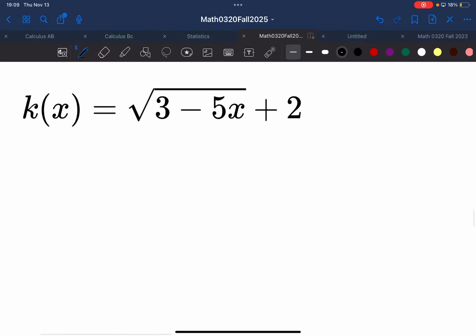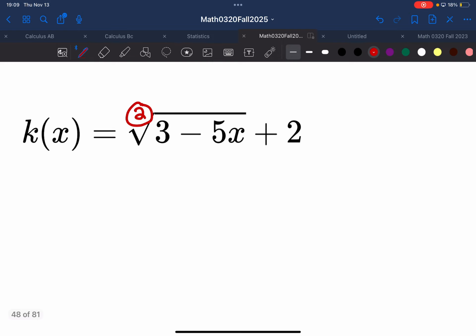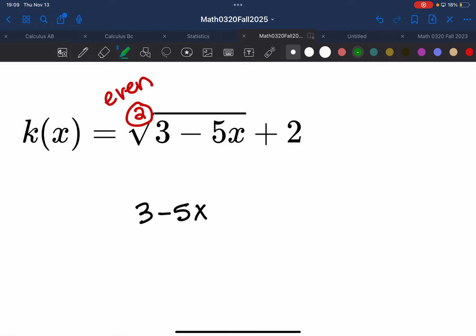Okay, so here we don't see an n value, but we can assume it's 2. And is this even or odd? Even, which means the domain is going to have a restriction. So we're going to take what is under the radical. So that's only 3 minus 5x. Okay, only the part under the radical.